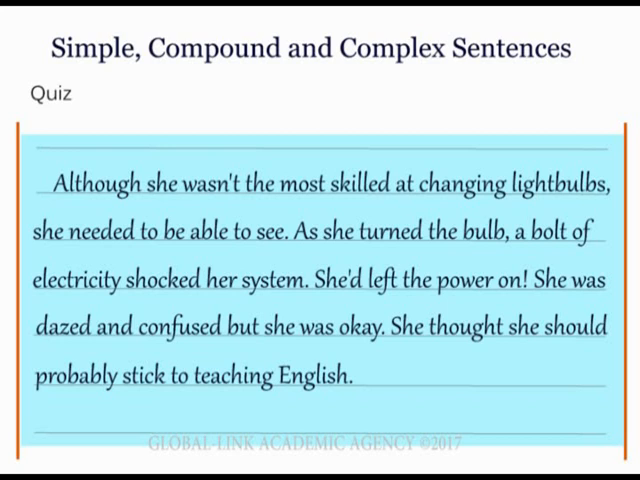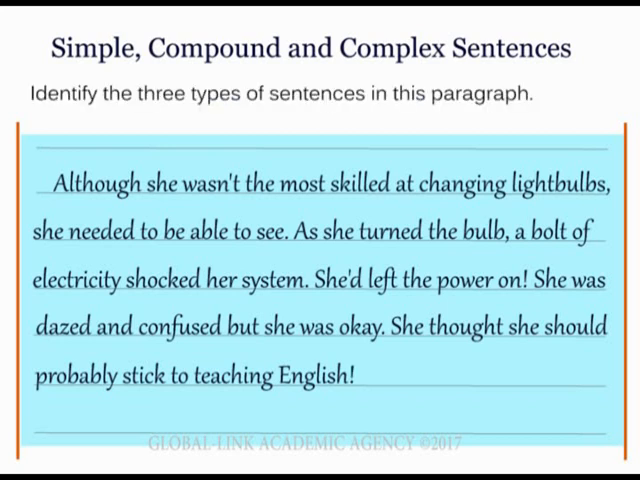Now, I would like you to pause for this one and see if you can identify the different types of sentences that I've used in this paragraph. So see if you can find where the different types of sentences are. If we go through them one by one, so I started with a complex sentence, starting with a conjunction, although she wasn't the most skilled at changing light bulbs, comma, she needed to be able to see, and then a full stop at the end.